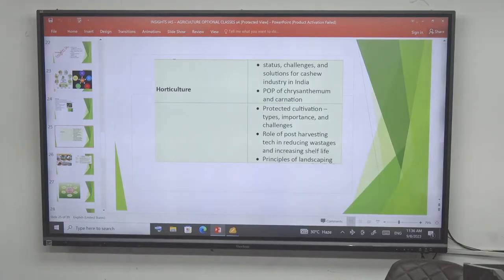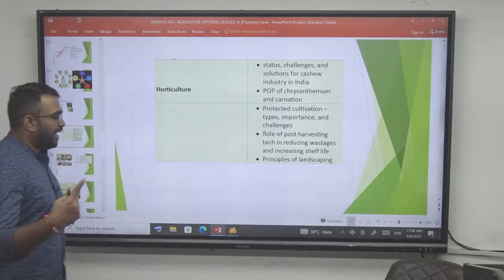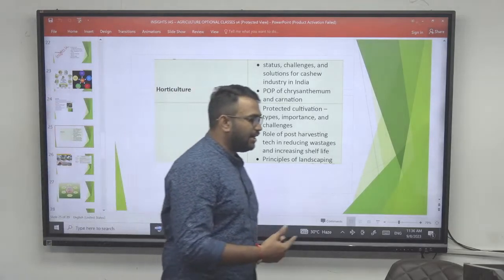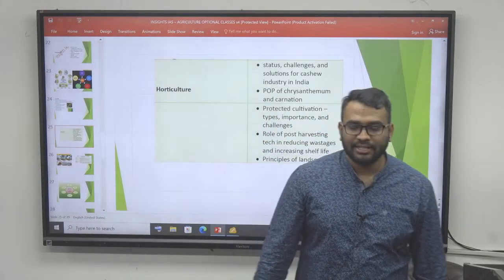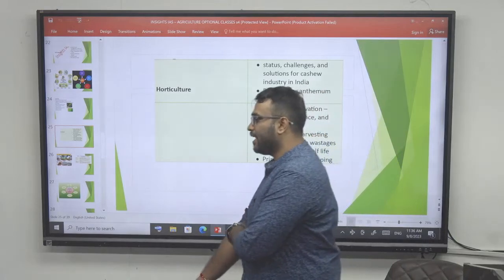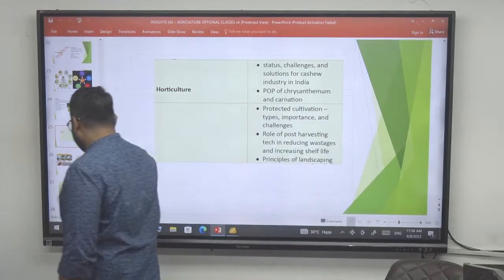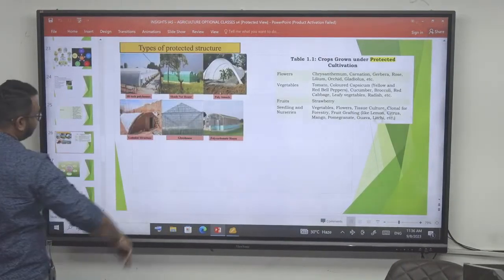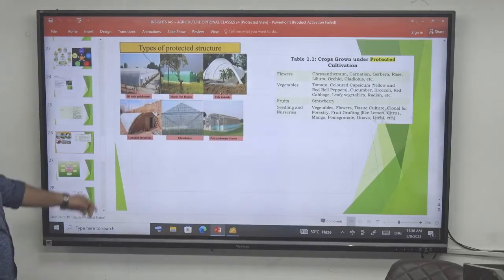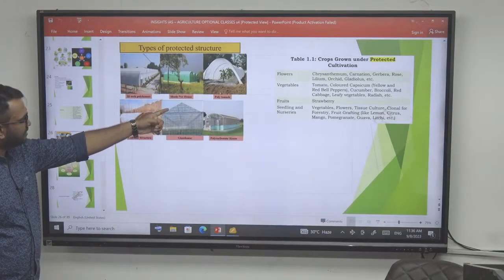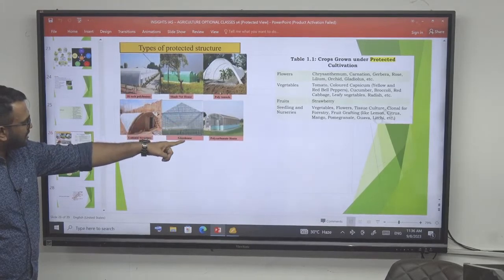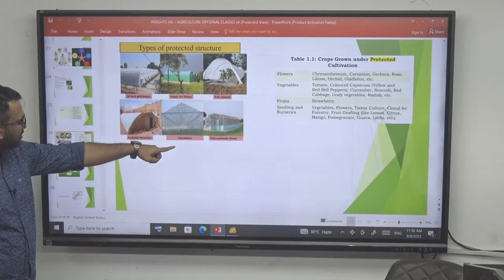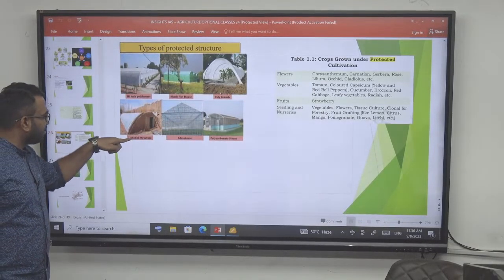And especially thus far the questions have been on types, and second on the potential and utilization of it, right? But this year the challenges and also types could be asked. So this is a brief of types. For example, high-tech polyhouse, shade net, polyhouses, then polycarbonate house, glass house, and the Ladakhi structure.